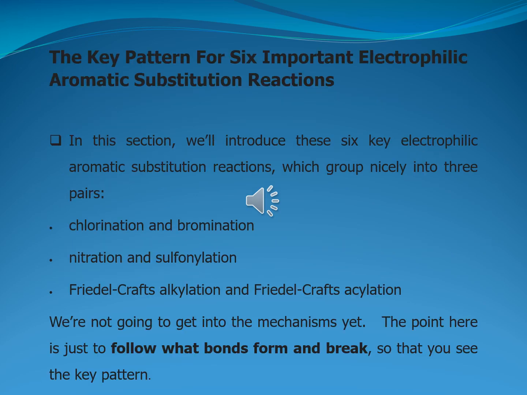Let's see the key pattern for 6 important electrophilic aromatic substitution reactions. In this section, we will introduce these 6 key electrophilic aromatic substitution reactions, which group nicely into 3 pairs, that is chlorination and bromination, nitration and sulfonation, Friedel-Crafts alkylation and Friedel-Crafts acylation. We are not going to get into the mechanism here yet. The point here is just to follow what bonds form and break so that you see the key pattern of these reactions.